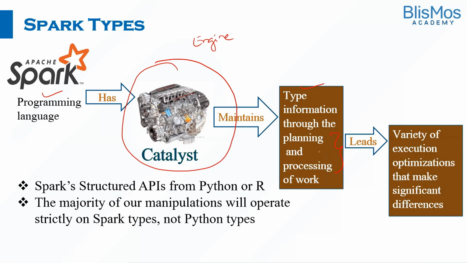So now you have Python and R. We already understood that through Python and R we can work in Spark. You are trying to handle the structured API of Spark through Python and R. Even though you are trying to code in Python or R, those are in turn converted into Spark types. Those are the ones which get executed as part of the execution. So Spark has its own types because Spark is a programming language on its own.